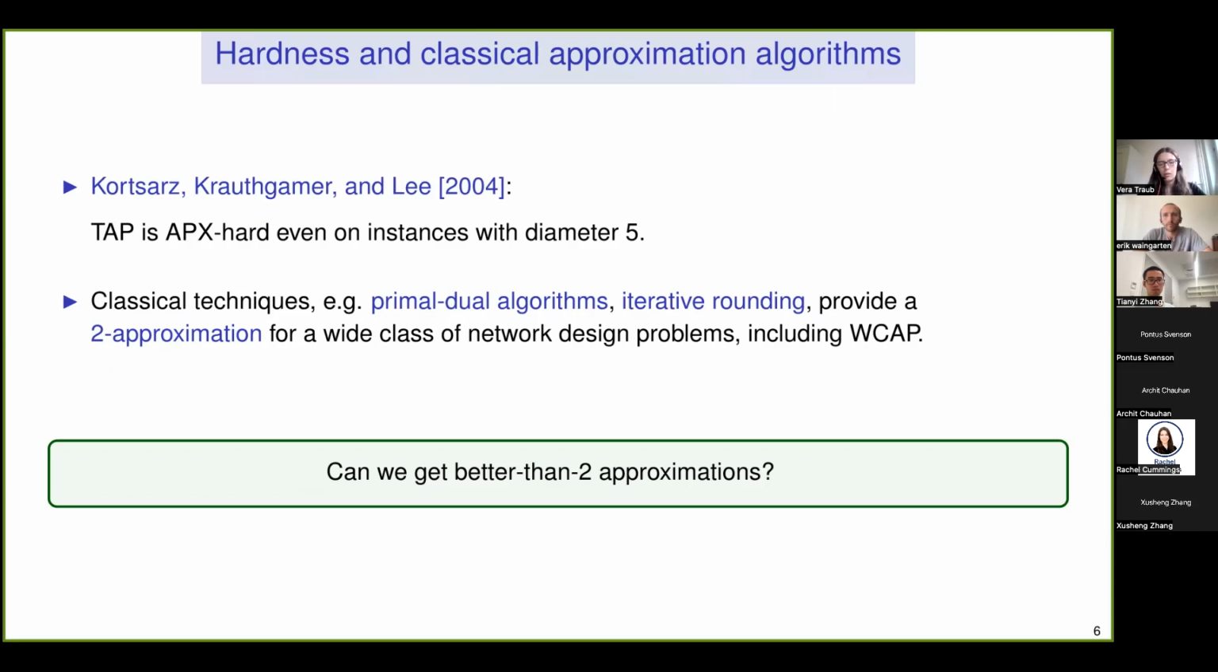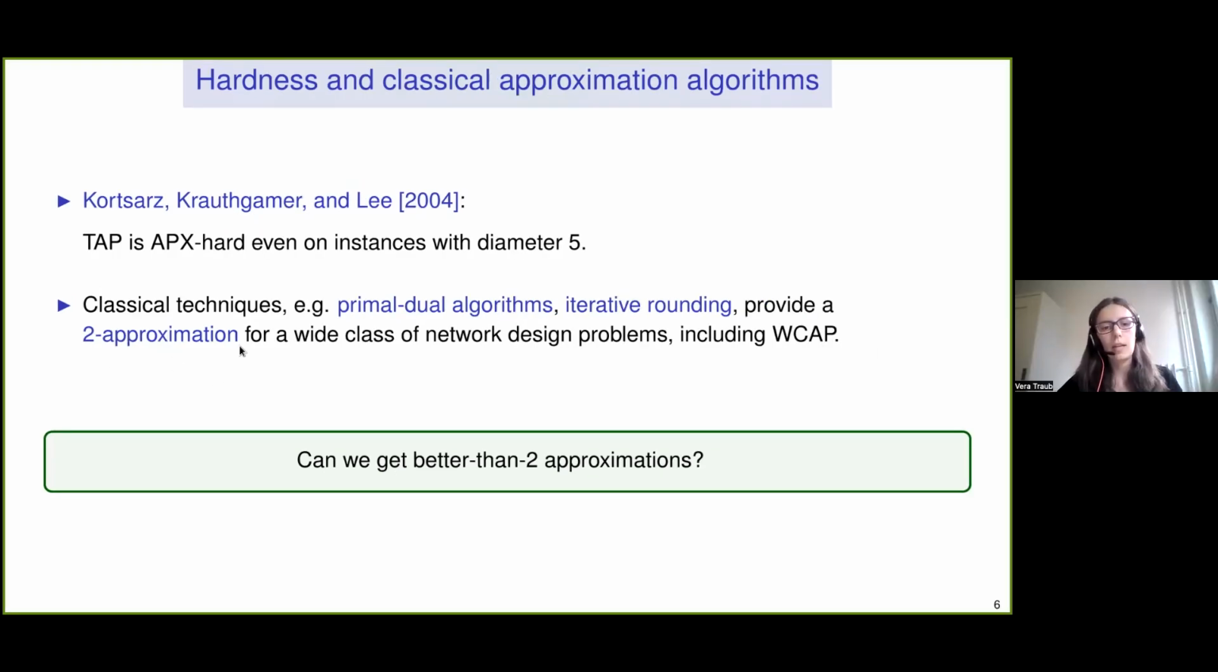But even though these classic techniques have been known for quite a while and we can get 2-approximations for very general problems, there are many very basic special cases for which we have no idea how to get better than this 2. So even if we look at very particular problems, in many cases we don't know how to beat these general techniques here.